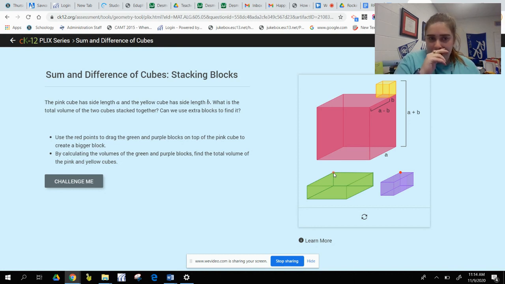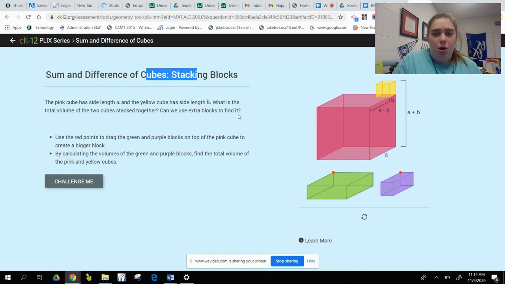So what this title says at the top right here is talking about the sum and difference of cubes. And they're describing that with stacking blocks pretty much virtually. So you see that we have a giant cube right here and then a tiny cube right here. So kind of what we're going to be looking at is maybe finding the sum or the difference of those cubes. And we'll talk a little more about how we actually do that once we get there.